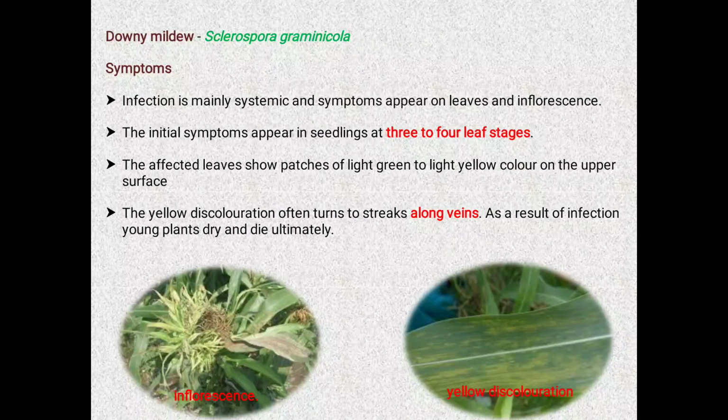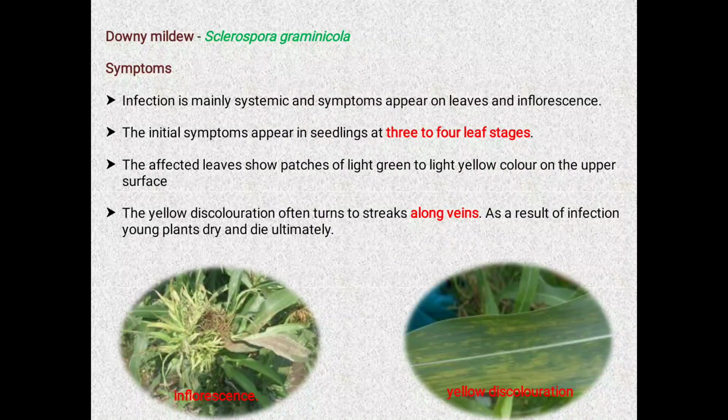The affected leaves show patches of light green to light yellow color on the upper surface. One thing here I want to just clear: spot and patches are different. Spots are somewhat having the shape that is round or oval. In case of patches, patches are generally larger than the spots. So each and every disease exhibits the same symptoms, that is spots or patches on the leaves, but the pattern of those symptoms varies from each other.